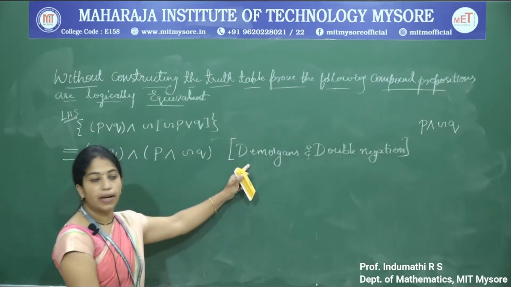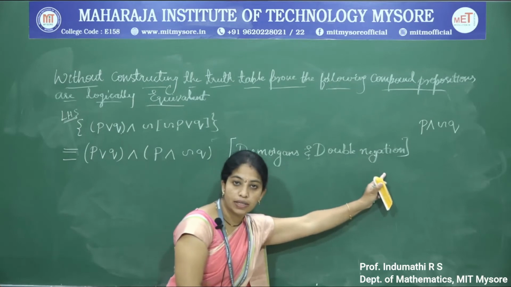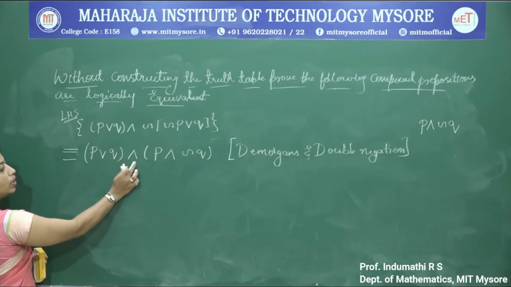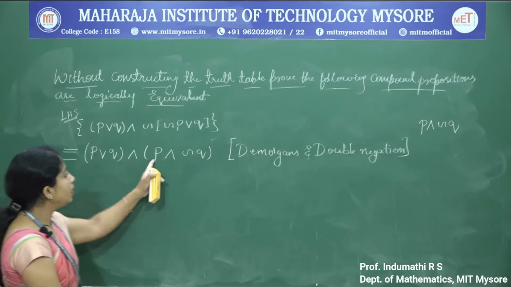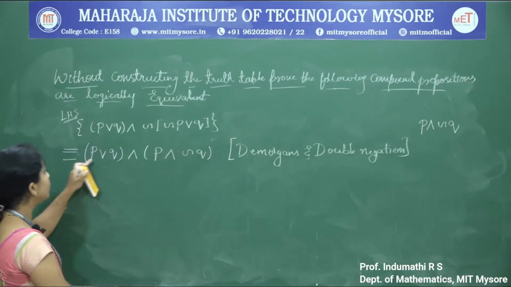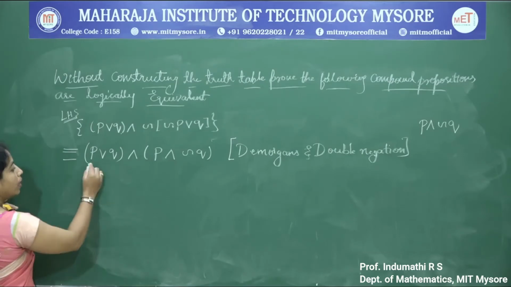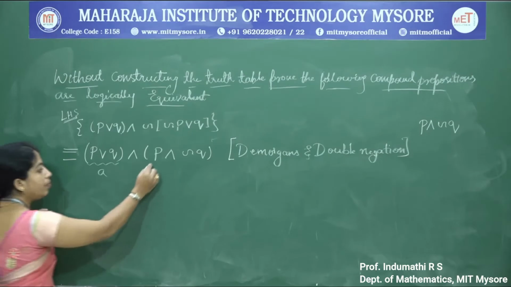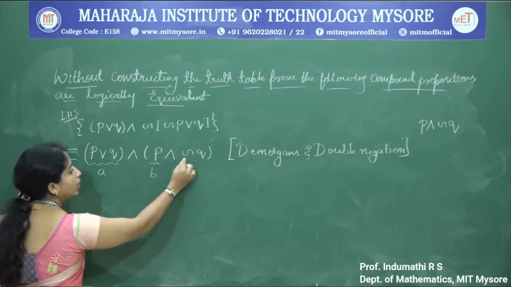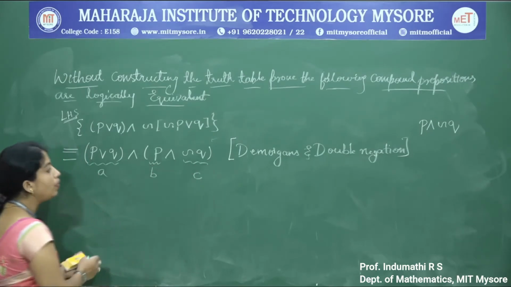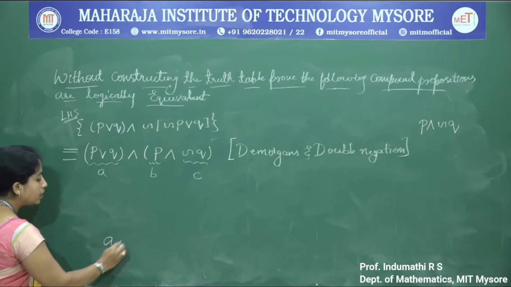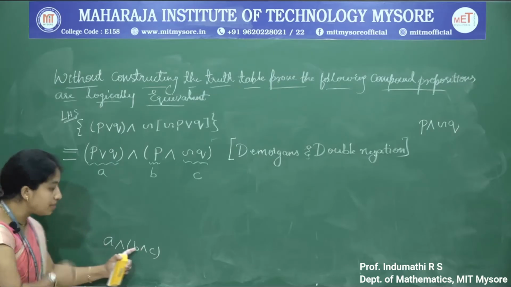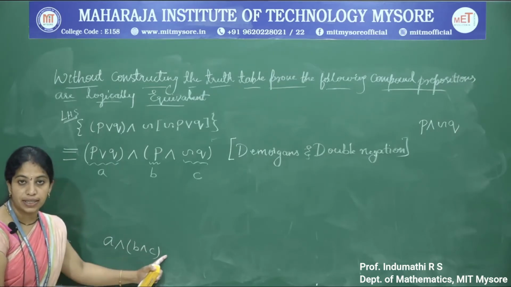In this step we have applied law of De Morgan's as well as law of double negation. Again, (P disjunction Q) conjunction (P conjunction negation Q). Here imagine this function as A, this function is B, and this term is C. Now it is of the form A conjunction (B conjunction C). See, the brackets are for the last two terms B and C.